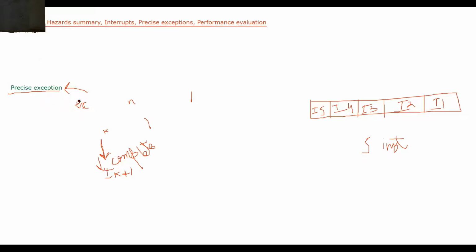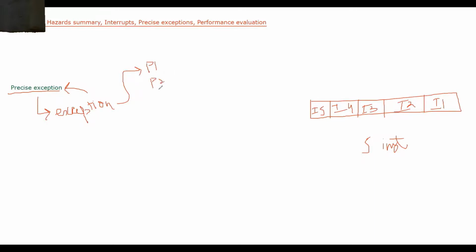Let's say, for example, in my pipeline we have these five instructions: I1, I2, I3, I4, I5. I1 is in register write back, I2 is in memory access, I3 in execute, I4 in operand fetch, and I5 in instruction fetch. So let's say an exception occurred at this particular point, when I have 5 instructions in the pipeline, and this exception is running these instructions P1, P2, and P3.